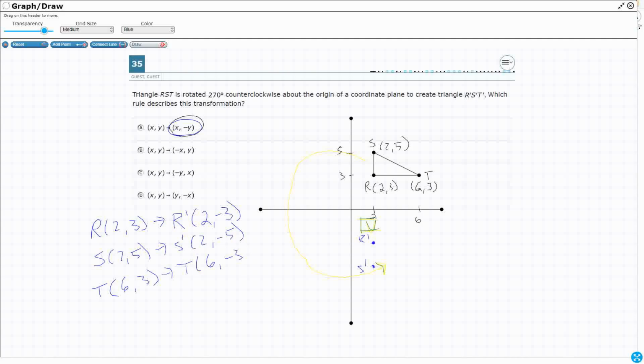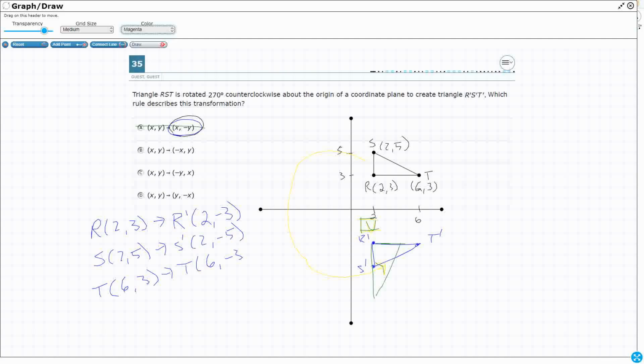So (6, negative 3). Oh, you know what? That is close, but that is not a rotation. Because the rotation needs to end up looking kind of more like this. That is a reflection is what that is. It needs to kind of go more like this if you rotate it all the way around. So no on A. Let's see what happens when we look at B.